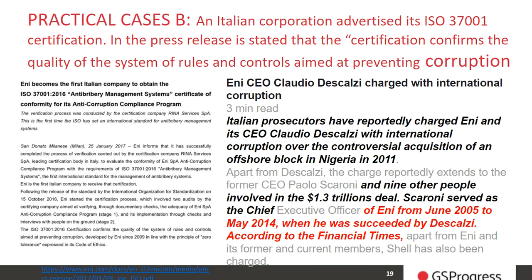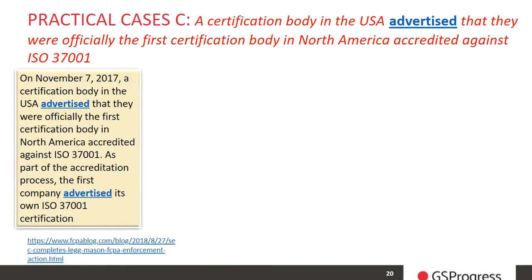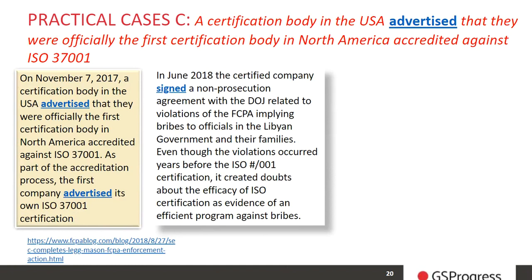In order to make the risk assessment. Another issue, exactly the same in another company, was in June 2018, when the certification company signed a non-prosecution agreement with DOJ related to the violation of the FCPA, implying bribery of officials in the Libyan government and their families. And you can see the advertising here.